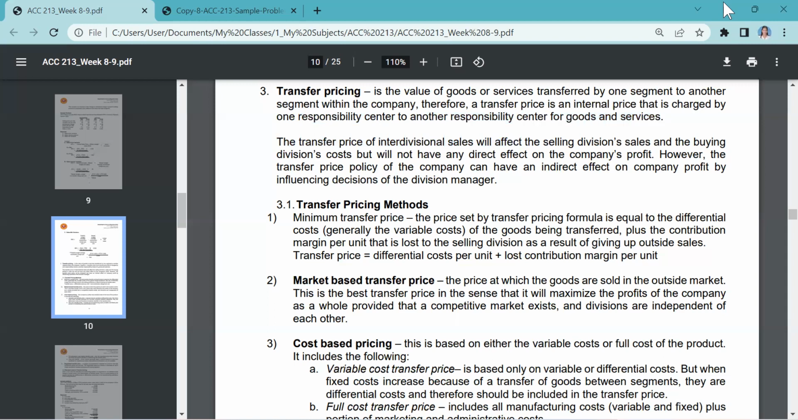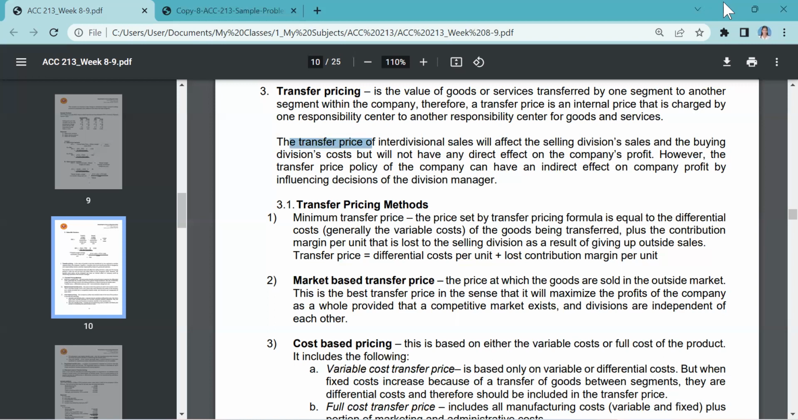services. So the transfer price of interdivisional sales will affect the selling division's sales and the buying division's cost, but it will not have any direct effect on the company's profit.